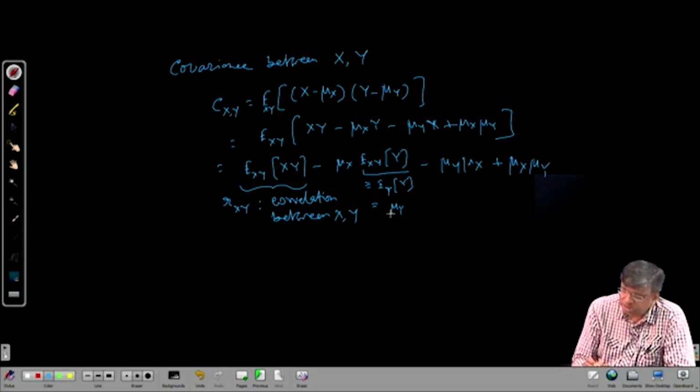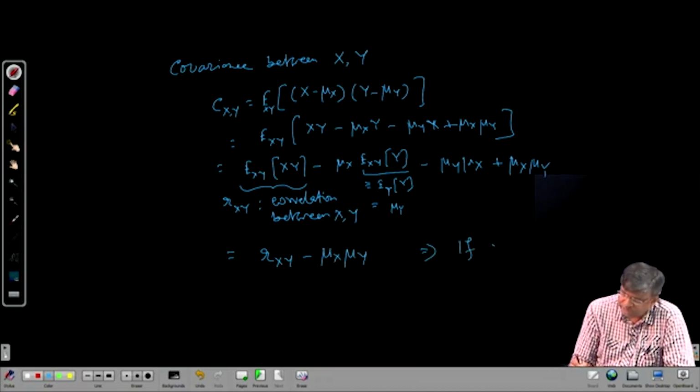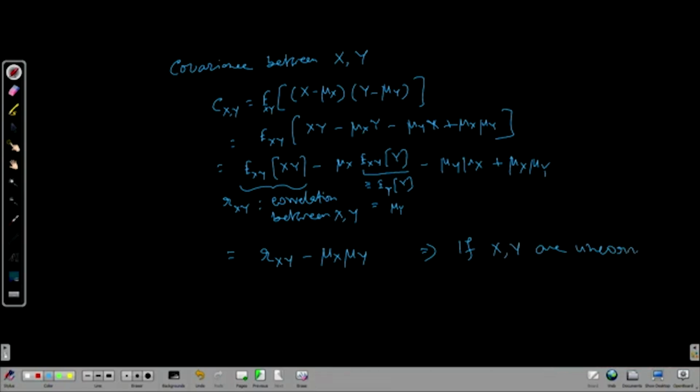So, minus mu x mu y, minus mu x mu y, plus mu x mu y. So, it will give rise to R xy minus mu x mu y. This means, if X, Y are uncorrelated, then C xy is 0, which means if it is equal to 0, correlation is the product of the means.